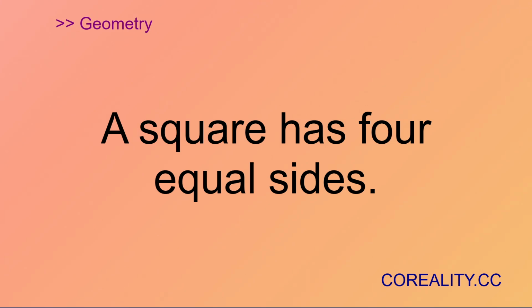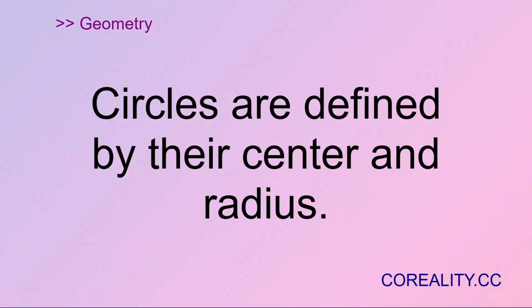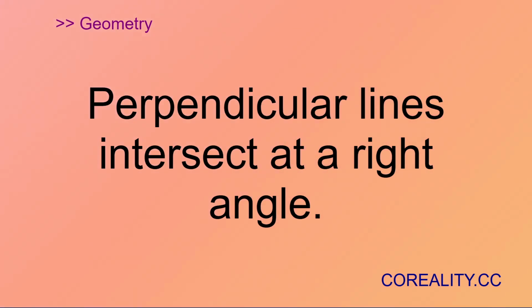A square has four equal sides. A rectangle has opposite sides equal. Circles are defined by their center and radius. Perpendicular lines intersect at a right angle.